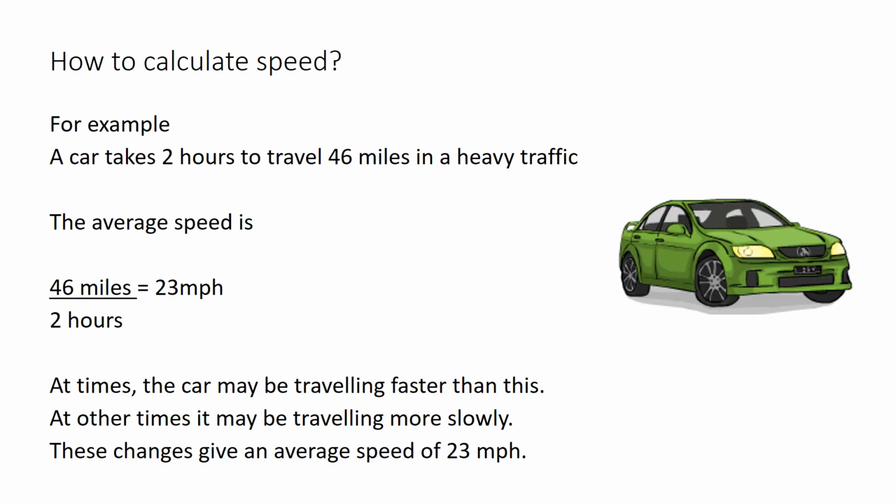So how do we calculate speed? Again, we've got another one here. We've got 46 miles being travelled over 2 hours, which gives me 23 miles per hour. At times the car may be travelling faster or slower, but that is the average speed. I might have stopped at some traffic lights, or it might have gone a bit faster because it was a nice clear stretch of road, or a short section of higher limit road. However, the average speed is the speed for that period of time.